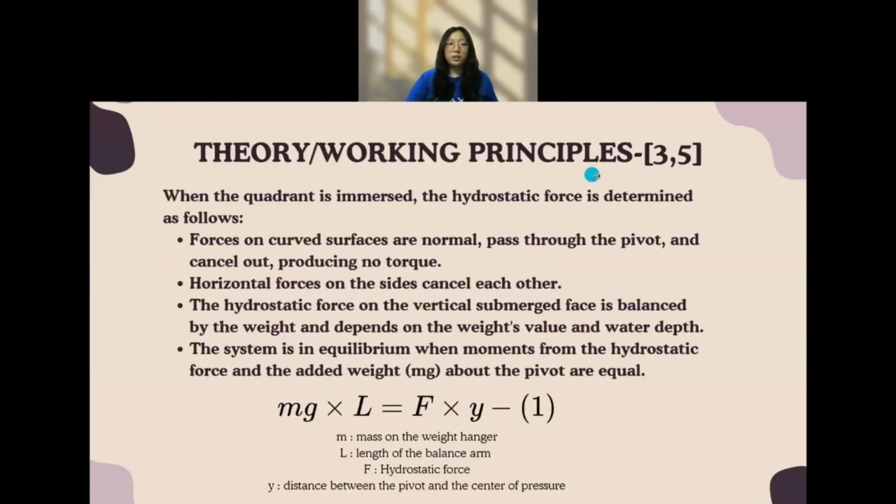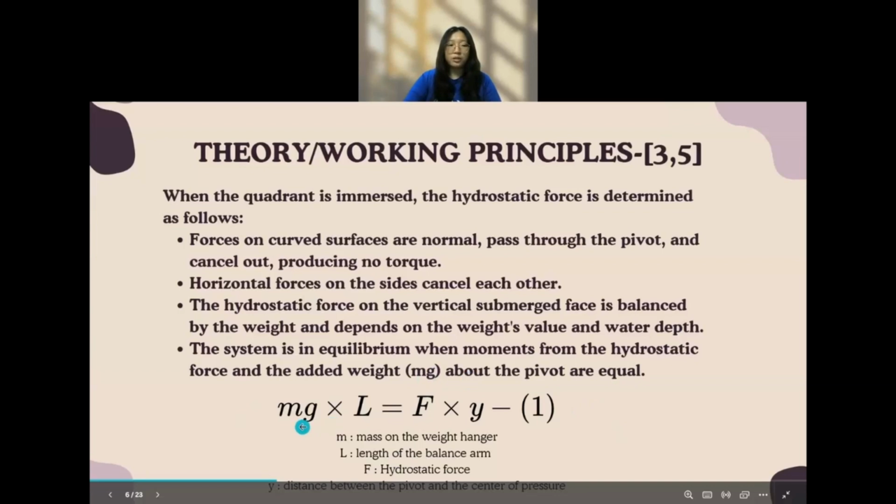For theory and working principle, when the quadrant is immersed, the hydrostatic force is determined as follows. Forces on the curved surface are normal, pass through the pivot and cancel out, so producing no torque. So the horizontal force will cancel out each other, and the hydrostatic force on the vertical submerged face is balanced by the weight and depends on the weight and water depth, and the system is in equilibrium when the moment from the hydrostatic force and the moment from the weight mg about the pivot are equal.